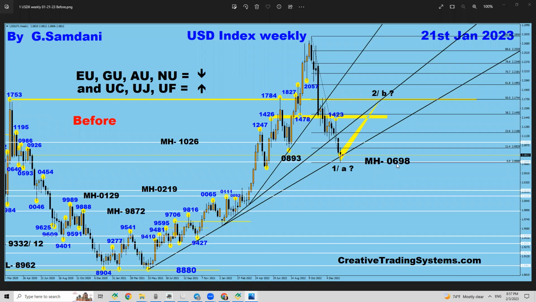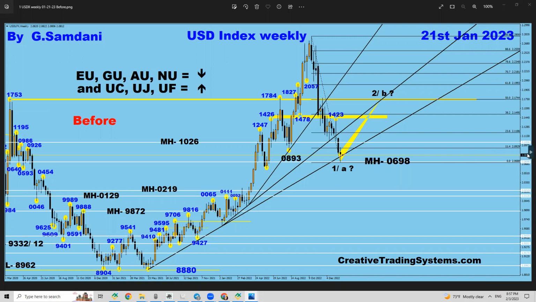going to bounce from 0698, and I made this on the 21st January, right? I said that this is a big level and it's probably going to bounce. It already did, right? So you can see the wick. So I said, okay, if this continues bouncing, it's going to go up, and this will happen when it goes up. These four pairs where the USD is on the right hand side, they will go down, and these three pairs will go up where the USD is on the left hand side if this goes to the upside.